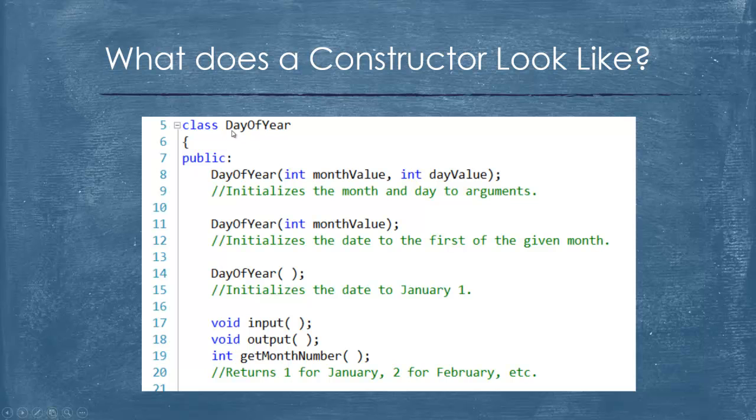So I create a class, day of the year, and inside it I have 3 constructors: day of the year with 2 values, day of the year with 1 value, and day of the year with no values. Then I have my regular functions, void input function, void output function. Notice there's no type on the constructors, no void, no integer, nothing like that. And it has to have the same name as the class. And again, that runs automatically when the class runs.